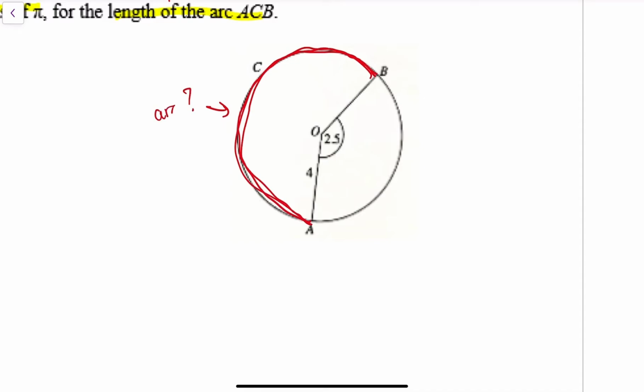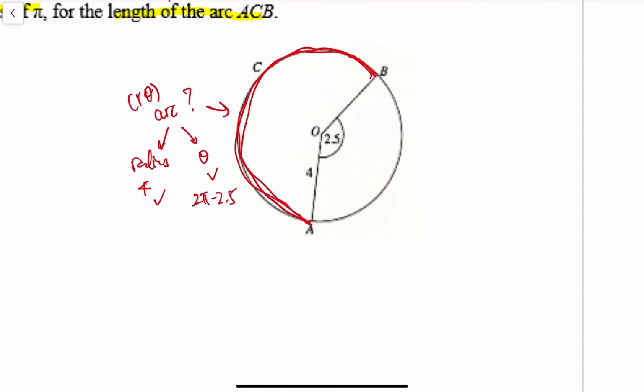So arc length, if I want to find it, the formula is R theta. So I need radius and I need theta. Do I have the radius? 4. Yes. Do I have the theta? Yes, because I found that this is 2 pi minus 2.5 in the previous part. So I have everything I need.